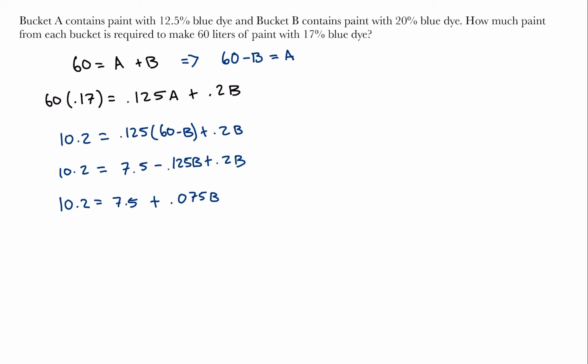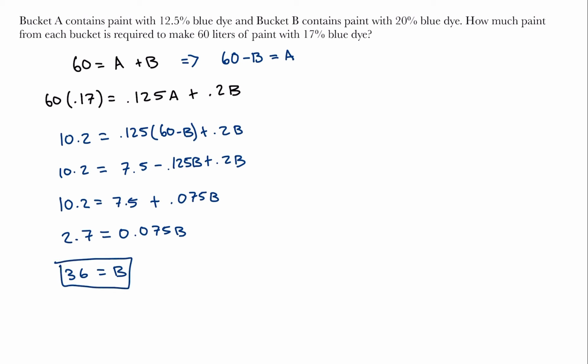Now to get B all by itself here, I've got to subtract 7.5 from both sides. So 10.2 subtract 7.5 is 2.7. That's still equal to 0.075B. And then 2.7 divided by 0.075 gives me 36 is equal to B.